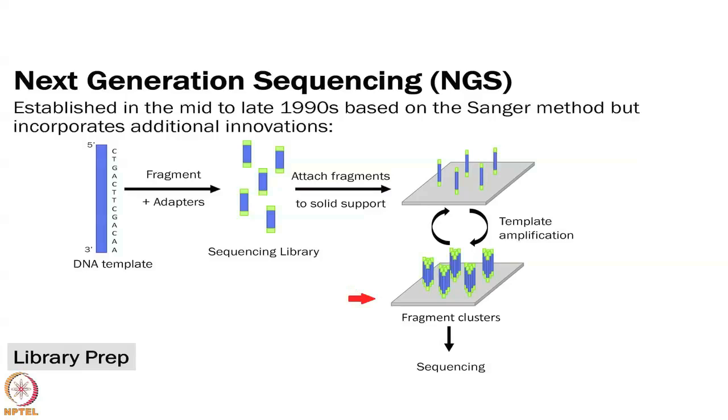So you end up getting a cluster of the exact same sequence that's stuck in a certain part of your flow cell. And then this is what's called library prep. So this is how the library is prepped from your DNA template.